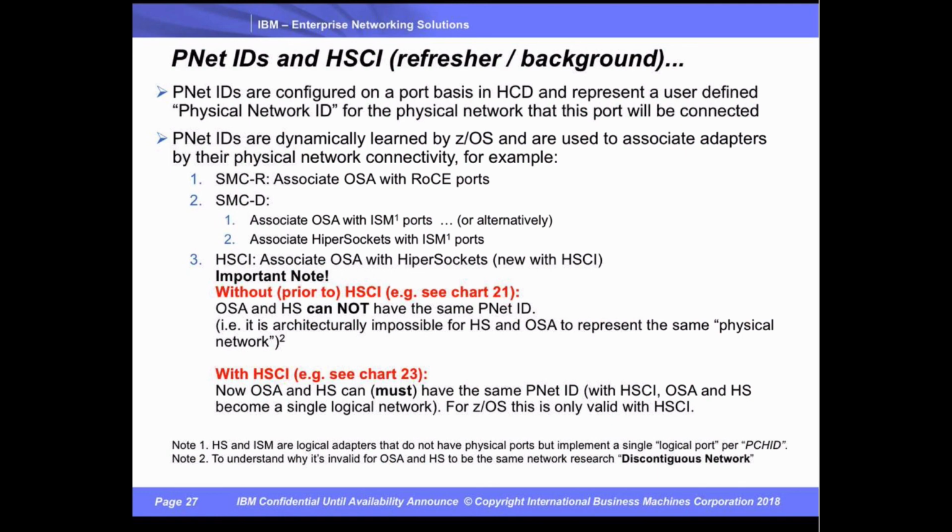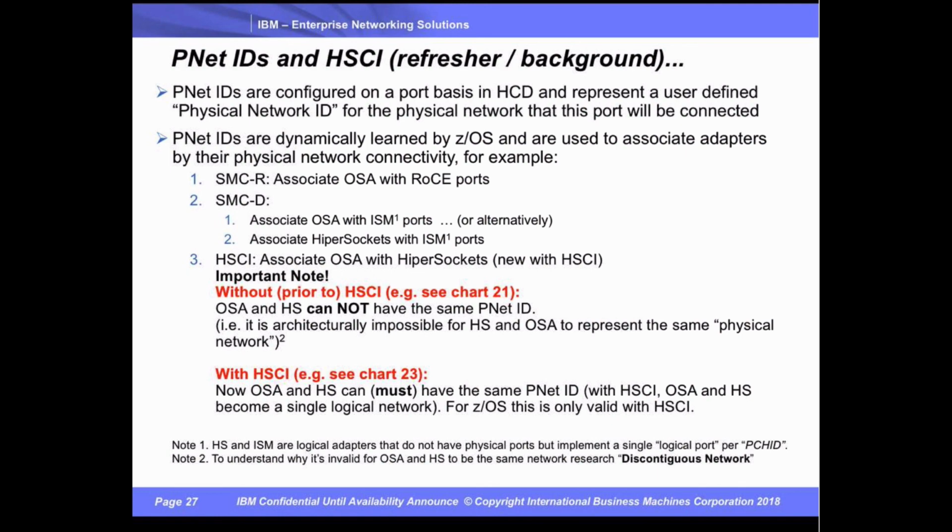HiperSockets Converged Interface changes the rules a bit because we now logically combine networks. And so for SMC-R, we use PNET IDs to associate OSAs with RoCE ports. And for SMC-D, we use this PNET ID to associate OSAs with ISM ports, our logical port, or HiperSockets with ISM. Alternatively, you can use one or the other. But without HiperSockets Converged Interface, HiperSockets and OSAs can't possibly be the same physical network. However, this function changes that rule that I described there with bullets 1 and 2.